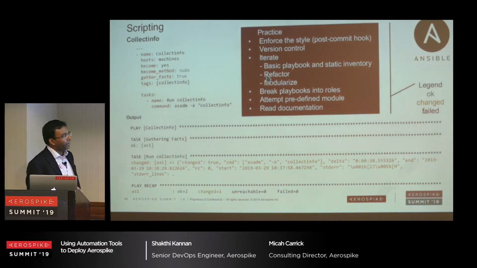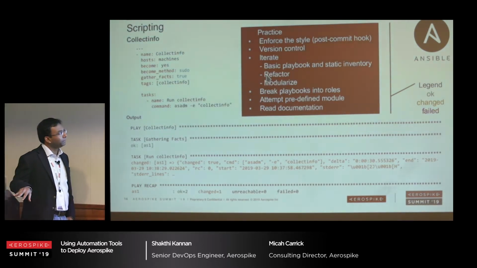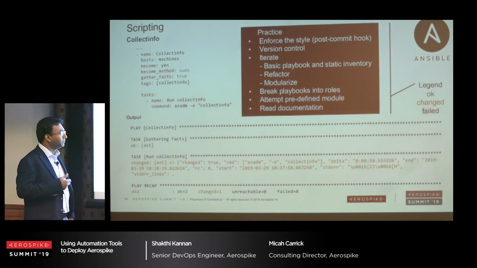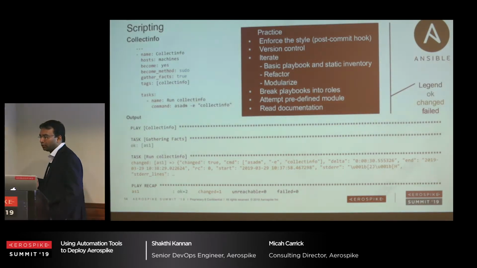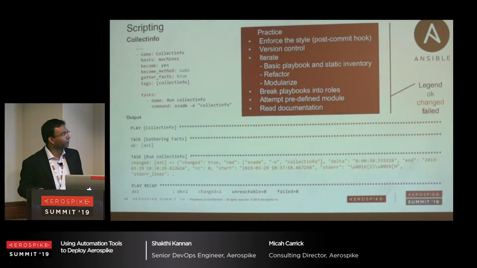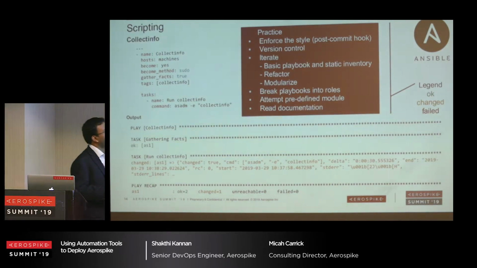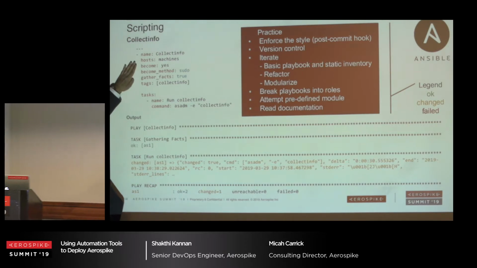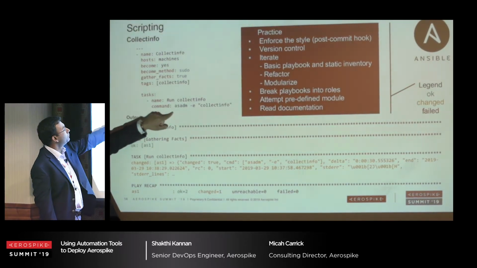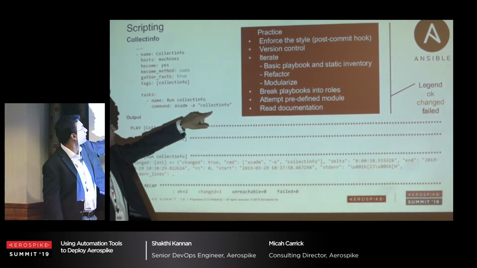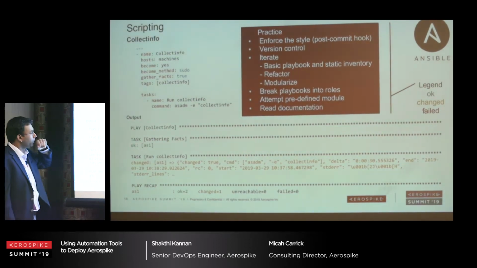Other things that you can use are like scripting. Let's say that you want to collect info logs from your Aerospike server. And these are things that you do periodically, and you can automate this. So again, you're running it on those Aerospike machines, and here just call asadm -e collect info as the command module.